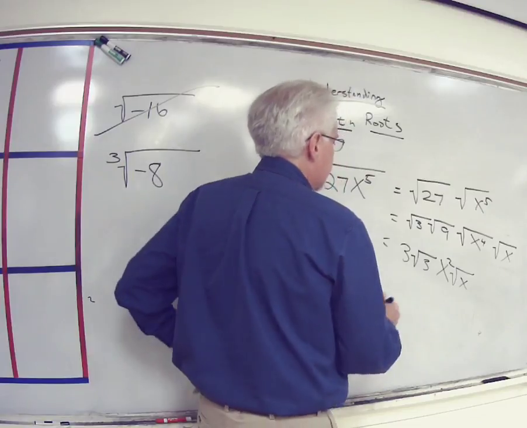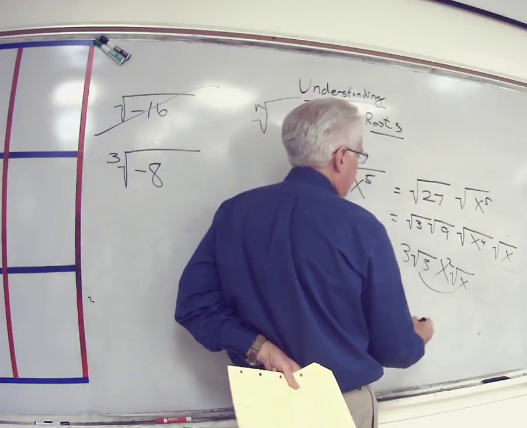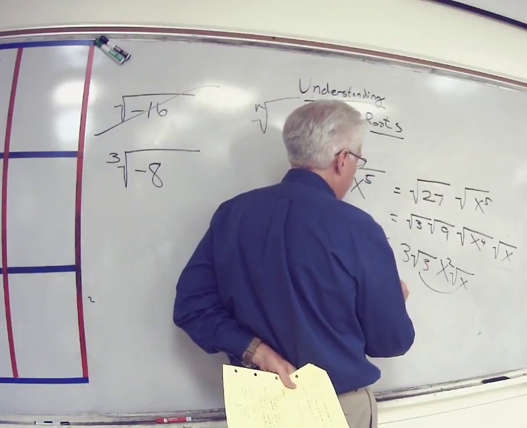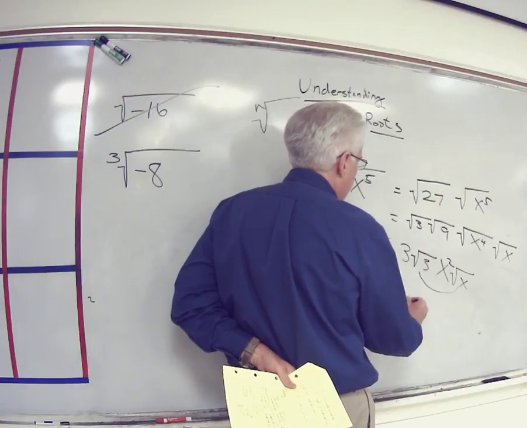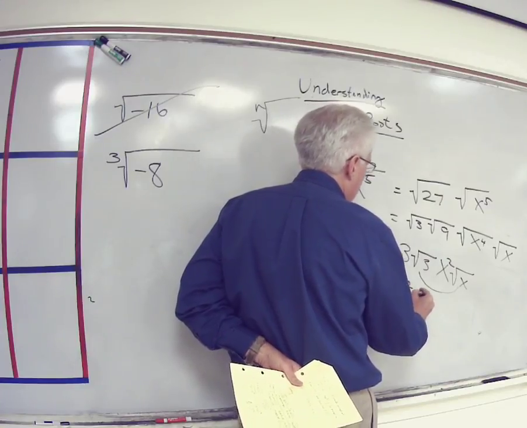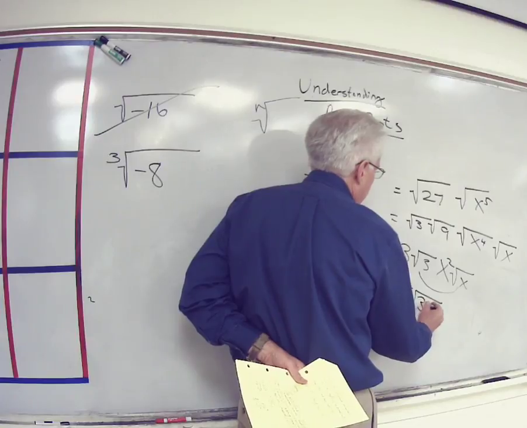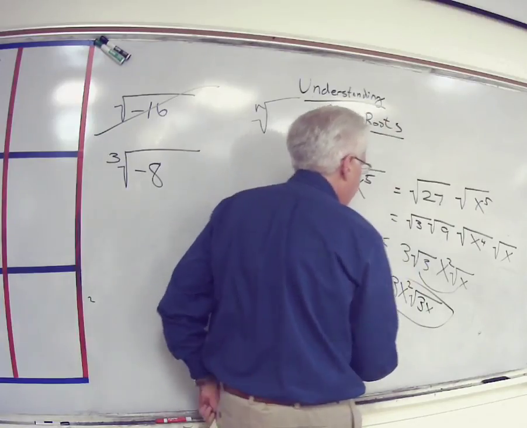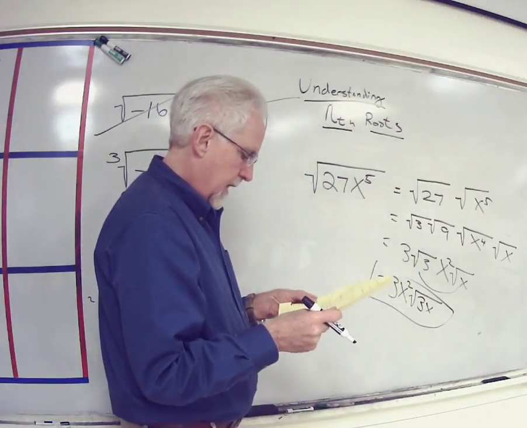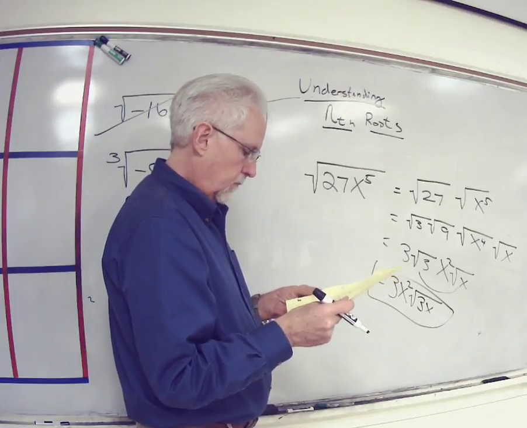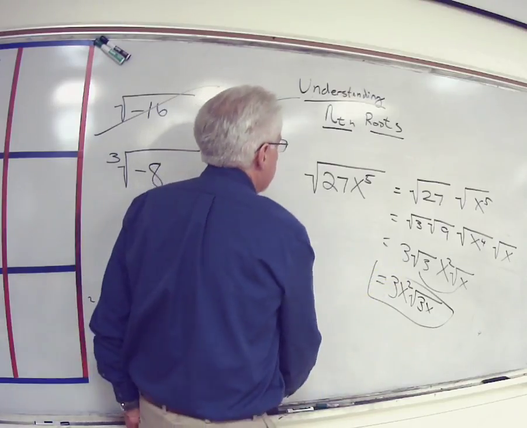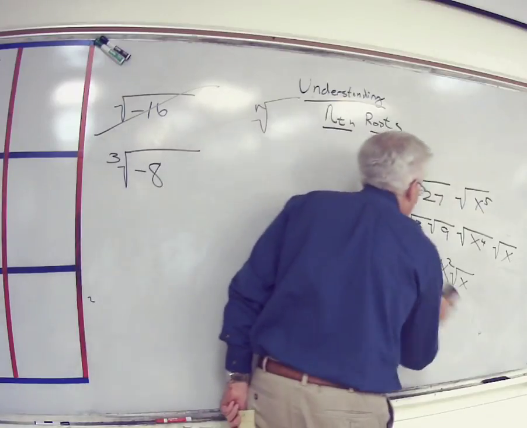Okay. Now, sometimes it's good to go ahead and put those two back together. So this would be equal to 3x squared times the square root of 3x. You see, I've taken everything out. Now, I'm going to show you something where you guys are going to mess up if you're not careful.